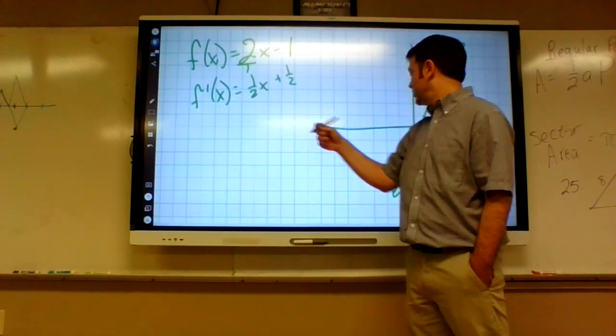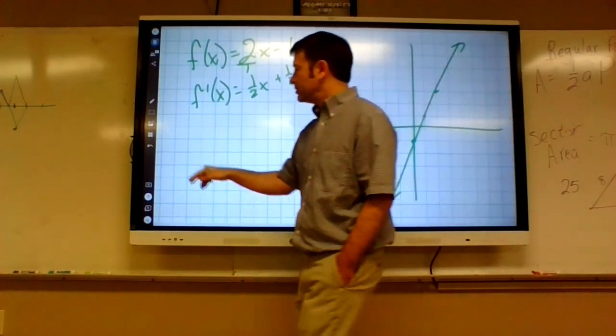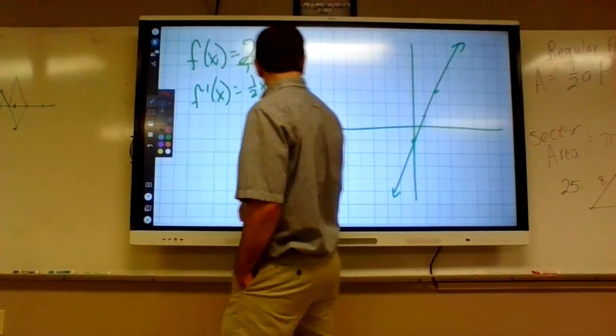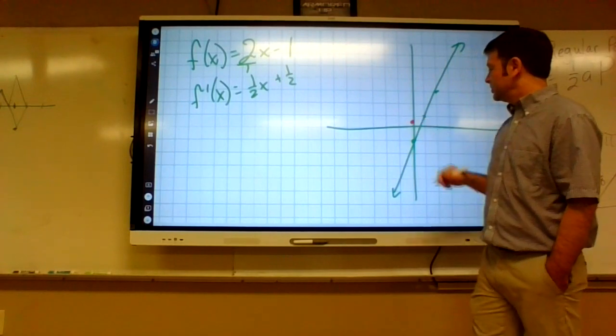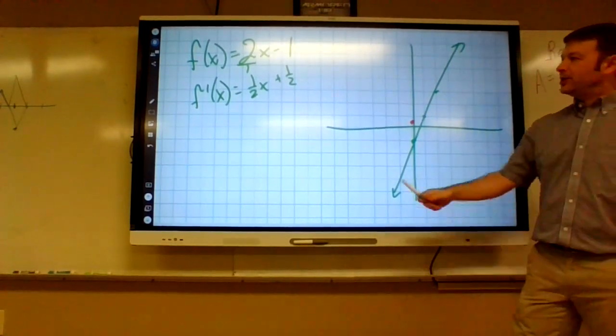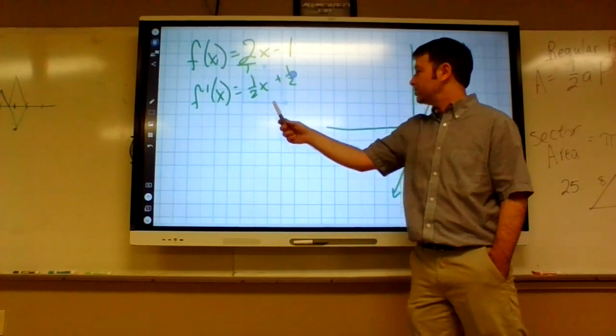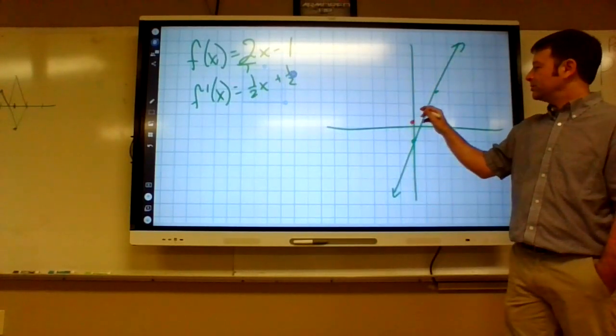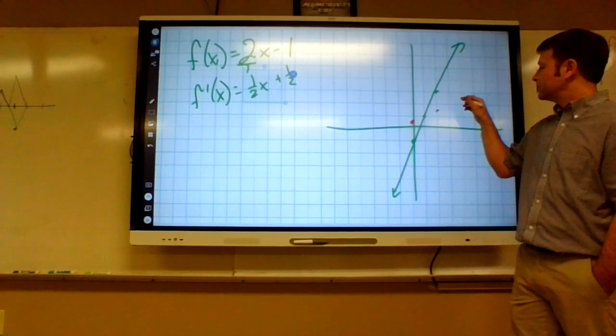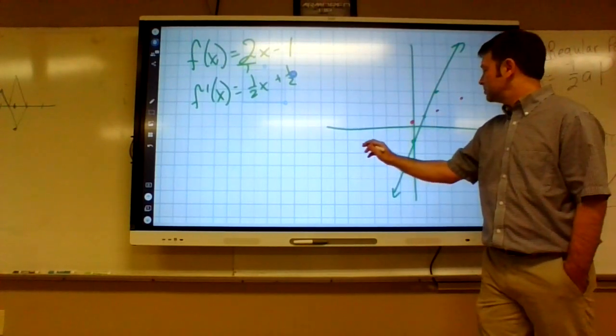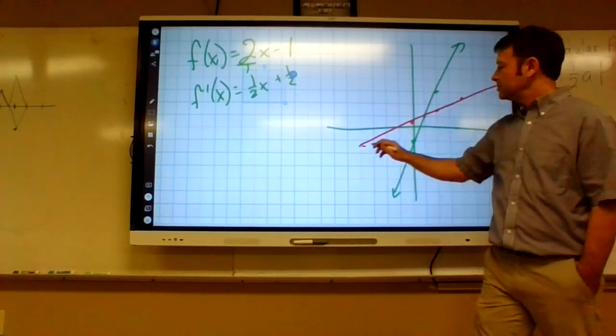Okay, where do I start on this one? Up a half. And then from there, actually, let me change colors to make it more visually easier to see. And then I'm going to go up 1, over 2. Rise 1, run 2. Rise 1, run 2. Rise 1, run 2. Looks like this.